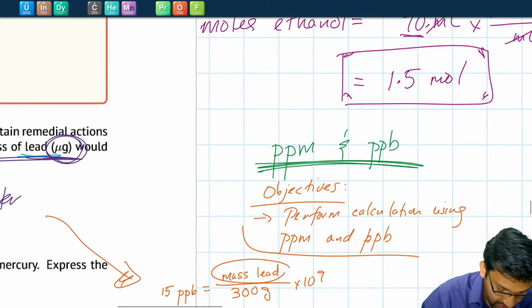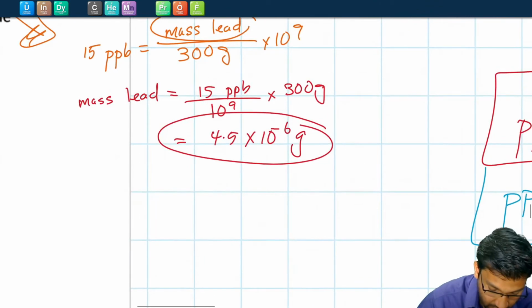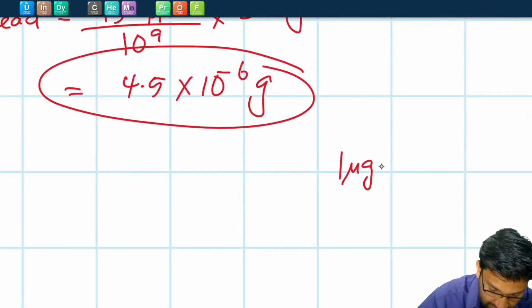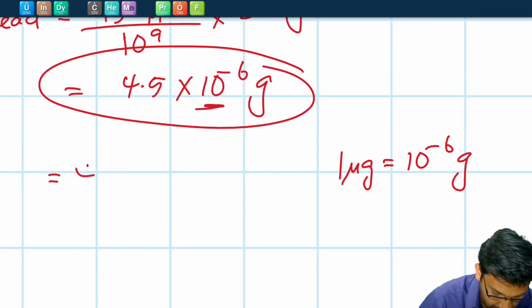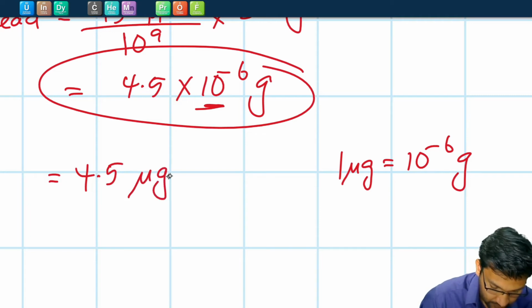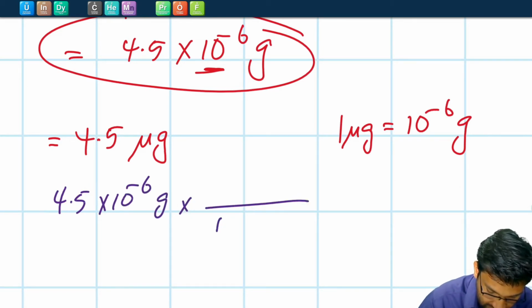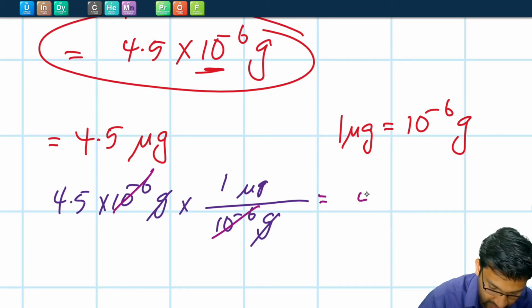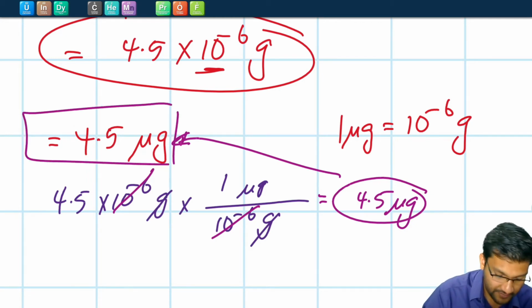However, if we look back at our question, we see that the question is asking us for the answer in micrograms, and we know that 1 microgram is 10 to the minus 6 grams. So 10 to the minus 6 here means we can just write this as 4.5 micrograms. If you wanted to see the conversion of that, 4.5 by 10 to the minus 6 grams times 1 microgram over 10 to the minus 6 grams. So the grams cancel out, the 10 to the minus 6 cancel out, and we get 4.5 micrograms. So that's our answer for this question.